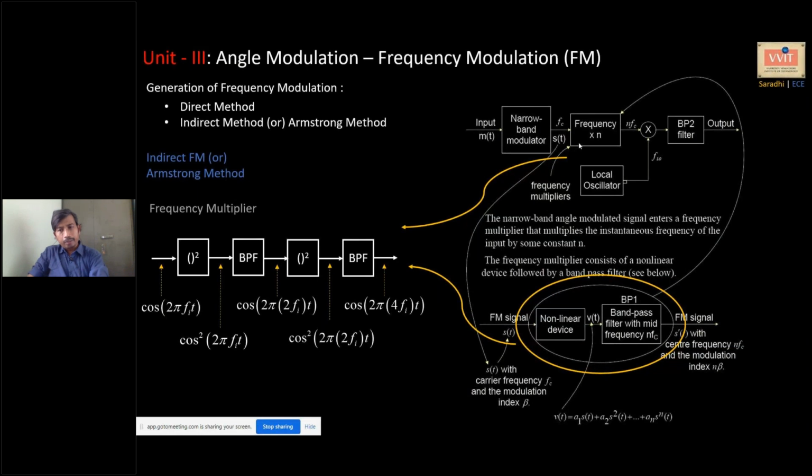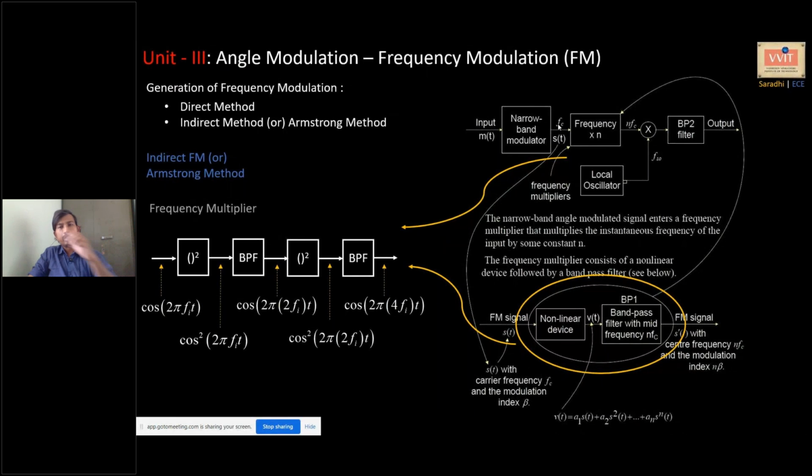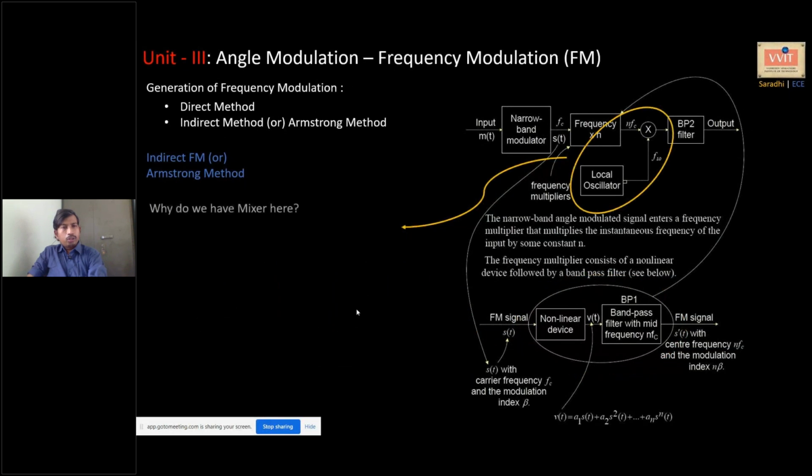Now what happens while doing it like this? Your input is having three frequencies. One is Fc minus Fm, another is the carrier Fc itself, and the third is the upper sideband, Fc plus Fm. All of them are multiplied, so the separation between them also increases. So this is what actually is happening.